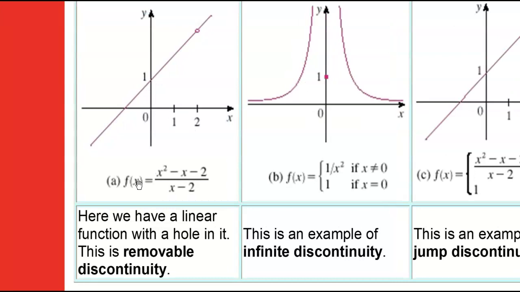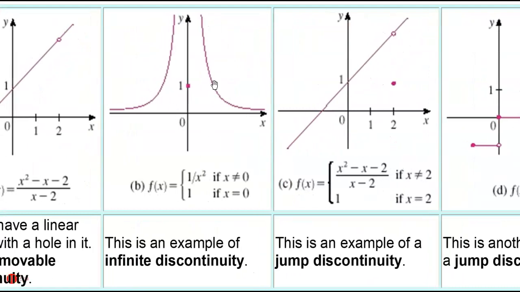So one type of discontinuity is called removable. Removable discontinuity occurs when there is a hole in the graph. Holes often occur when you factor the numerator and the denominator, and a factorization can cancel. A hole occurs when you can factor the numerator and denominator, and two factors cancel.